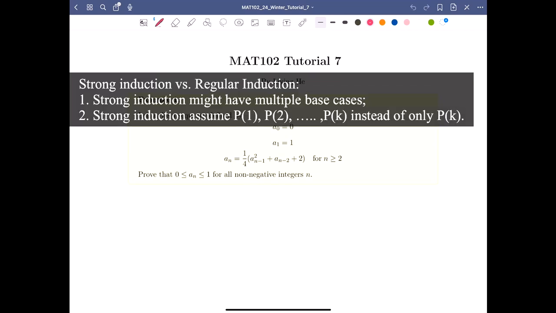The second thing is your inductive hypothesis is stronger, because instead of supposing P(k) is true, you are supposing everything up to k. Starting from P(1) all the way to P(k), they are all true. If you imagine the dominoes, you push all of them down instead of just one of them.